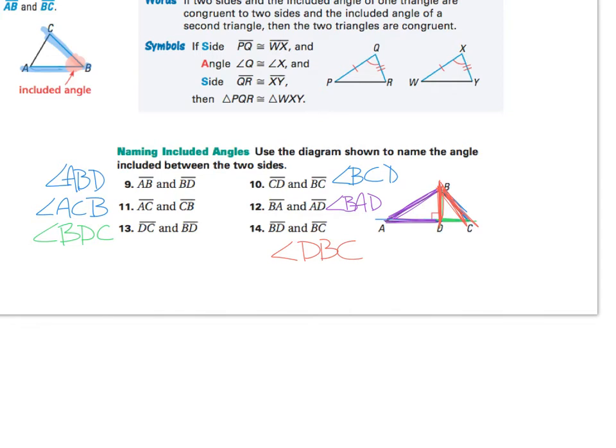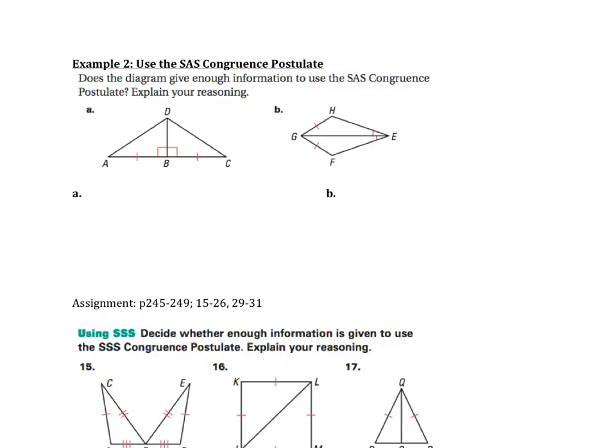Okay, so the first thing we need to do is just make sure that we know what an included angle is, so that when you try to find your side angle side, you know what you're looking for. Okay, so the next example is using side angle side.